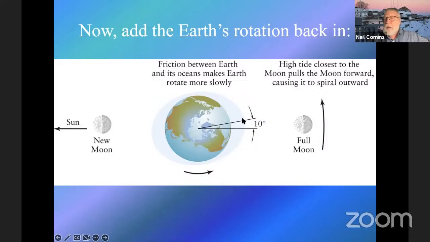So what about the high tide being up here 10 degrees? Can you see the cursor I'm moving around? You can see that? Good. Okay.